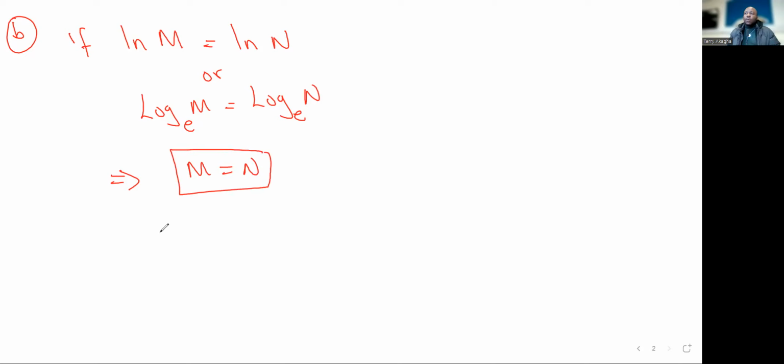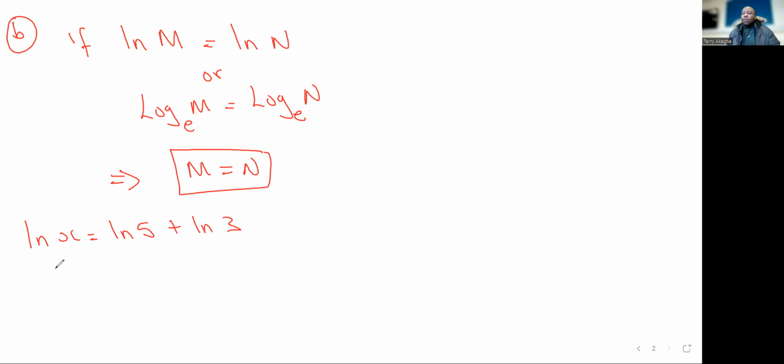Similarly, like the last one, you can't cancel out when you have something like ln x is equal to ln 5 plus ln 3. You can now come around and say, oh, Mr. Terry says something like this and you want to now cancel this like this. You can't do that.